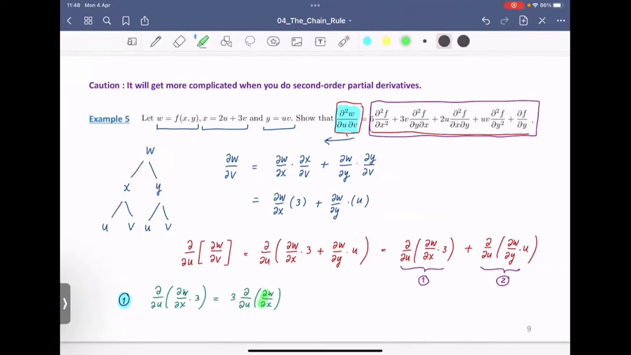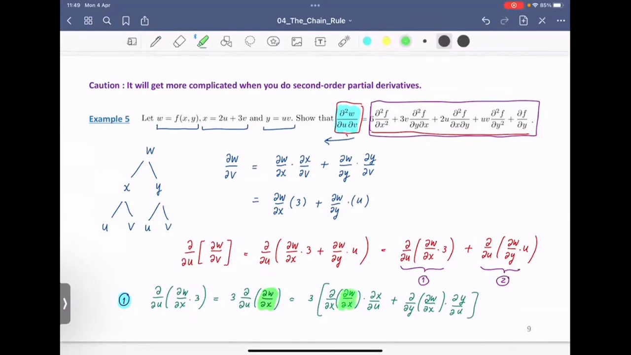So I'm gonna keep this thing as a green one, and then I'm gonna say, okay, it's gonna be 3 times, well, I'm gonna keep the green one over there, and then I differentiate with respect to x first, and then ∂x/∂u, and then plus differentiate with respect to y, and then ∂y/∂u. All right, a bit complicated.